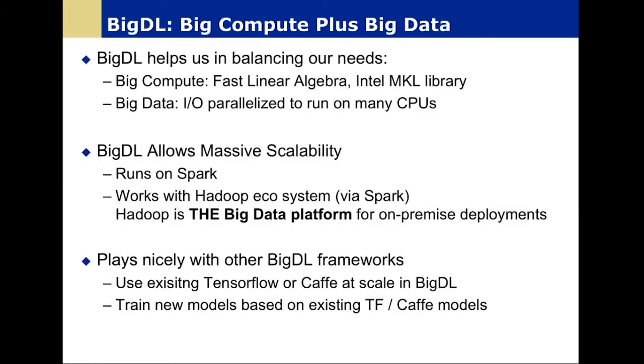Now, BigDL helps us in balancing our needs between big compute, giving us fast linear algebra, the Intel MKL library, and big data, which gives I/O parallelization to run on large clusters with many CPUs. It allows us to run on Apache Spark and works with the Hadoop ecosystem via Spark. Now, if you're not familiar, Hadoop is the big data platform for on-premise deployments. And the fact that BigDL is part of that ecosystem is a huge advantage in terms of massive scalability on big data.